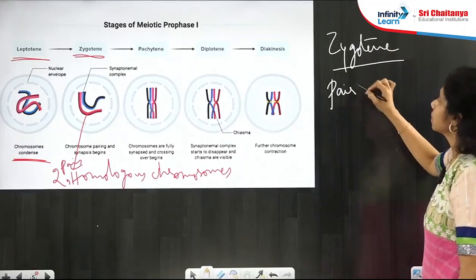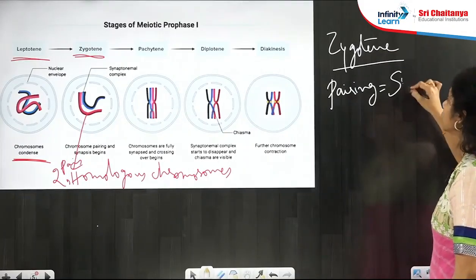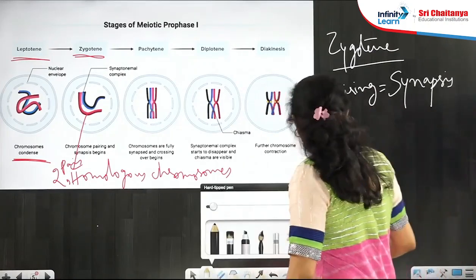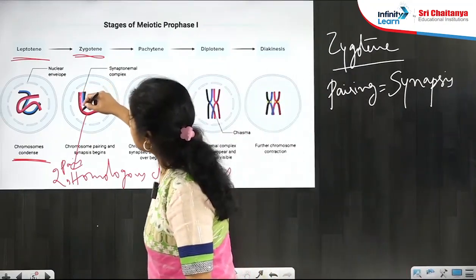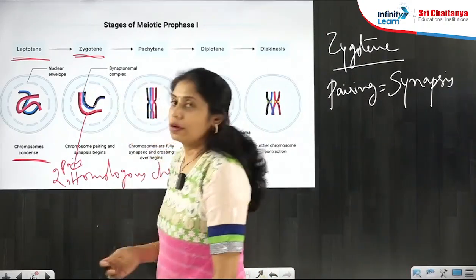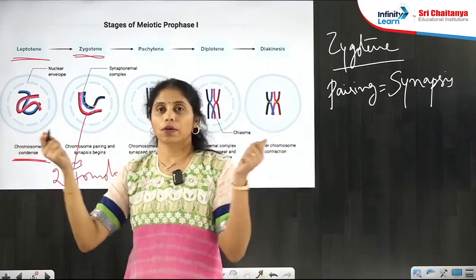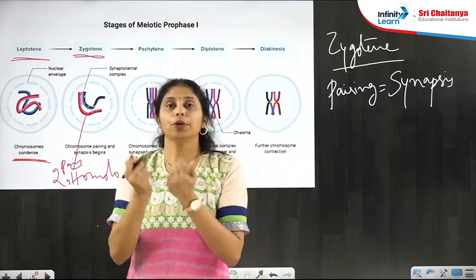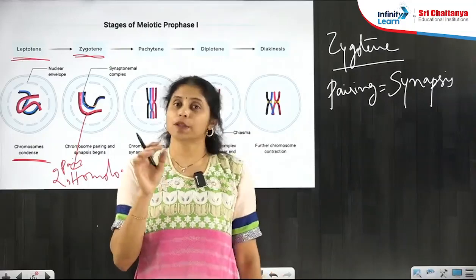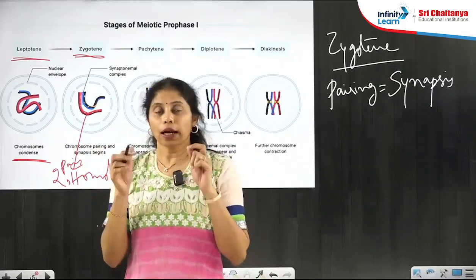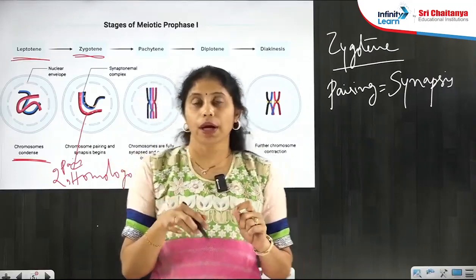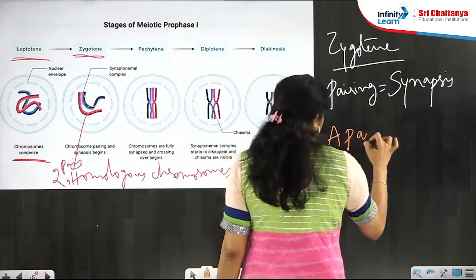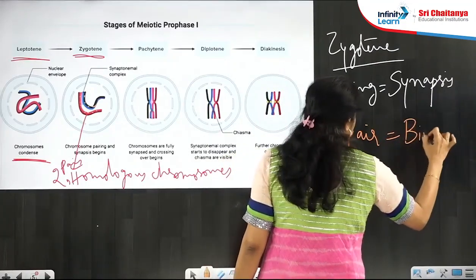Pairing of homologous chromosomes occurs, which is called synapsis. It happens by some attractive force between them. That attractive force is provided by synaptonemal complex proteins. Some proteins will bring the two homologous chromosomes together from distal ends in the nucleus, and after that they'll become a pair. That pair of homologous chromosomes is now called a bivalent.